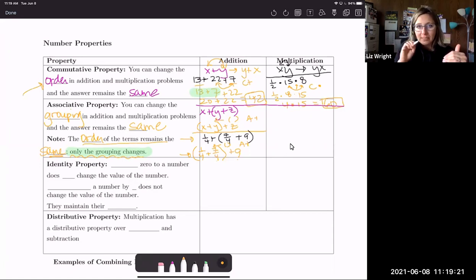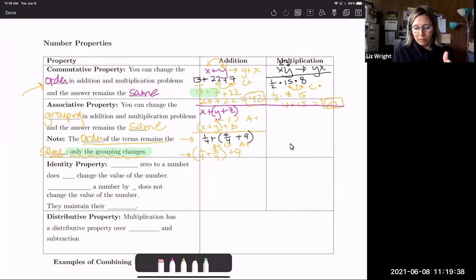Commutative, they change places. Associative, do they change places? No, they do not change places. The parentheses moves. Only the parentheses moves. The terms stay in the exact same order. All right, so let's finish our problem because we can totally do this now.